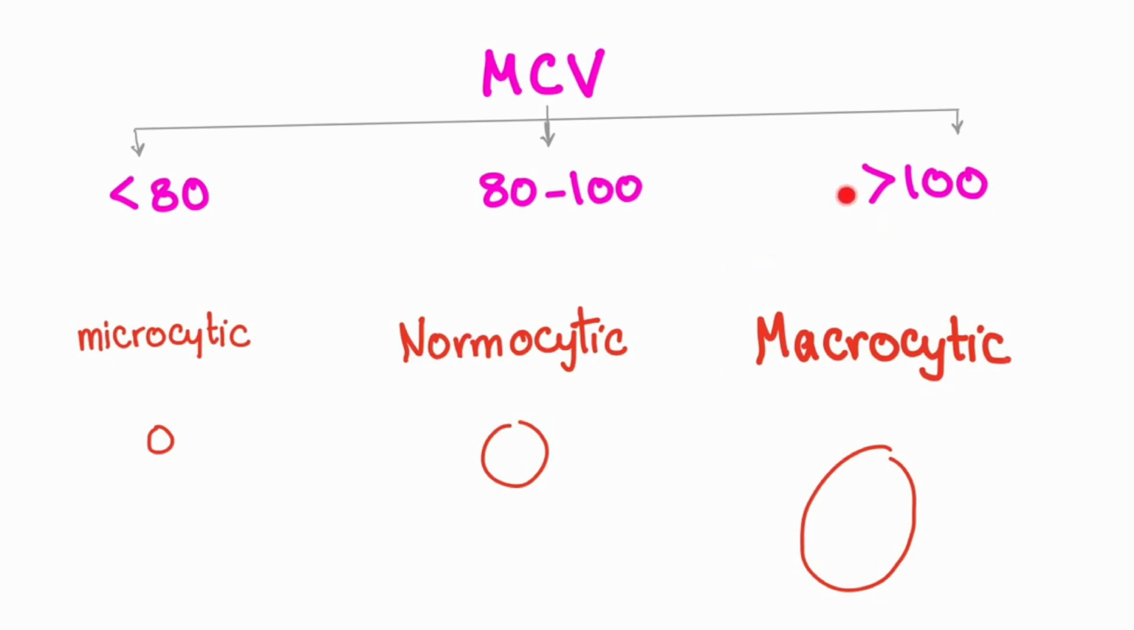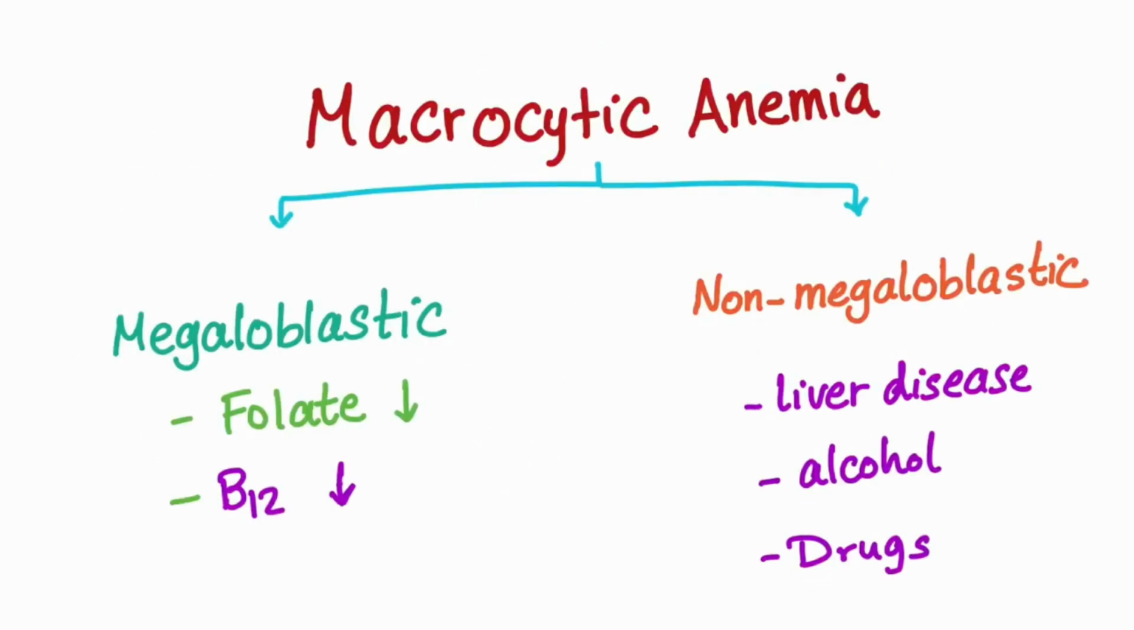Macrocytic anemia will have more than 100 femtoliters of MCV. Macrocytic anemia has two different types, megaloblastic and non-megaloblastic. Vitamin B12 and folate are from the megaloblastic causes. Why megaloblastic? Because also we have hypersegmented neutrophils. Alright, and also we can have pancytopenia and other issues, such as ineffective hematopoiesis.